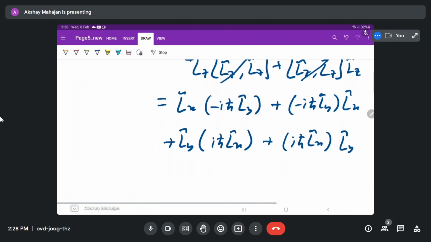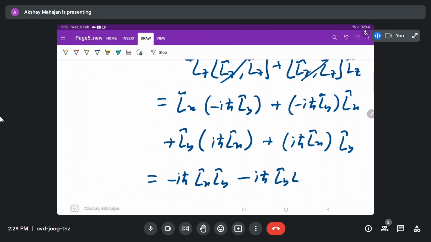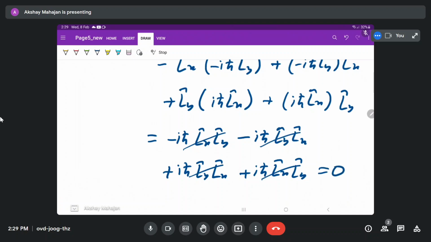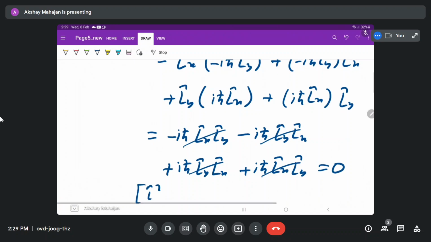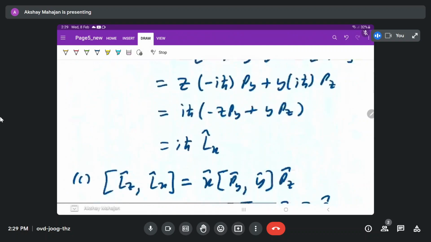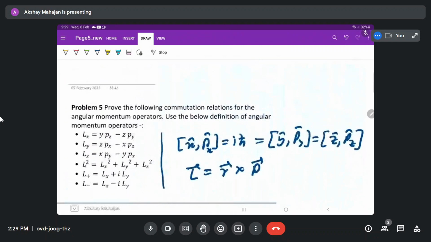Sorry. So from here what we are getting is minus iota h cross Lx cap Ly cap minus iota h cross Ly cap Lx cap plus iota h cross Ly cap Lx cap plus iota h cross Lx cap Ly cap. Alright, and here you can see that these terms cancel each other, so we are getting 0. So we have proved that L square comma Lz cap equals 0. Correct. So you can prove the same thing with Lx and Ly.